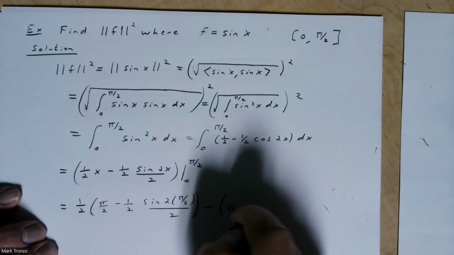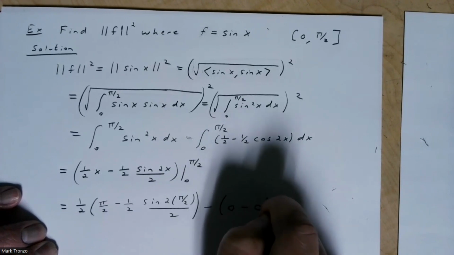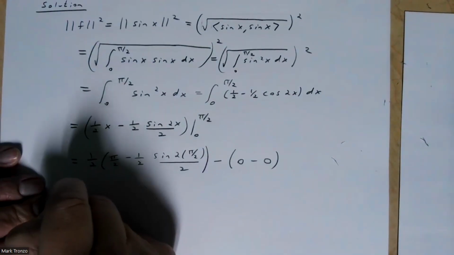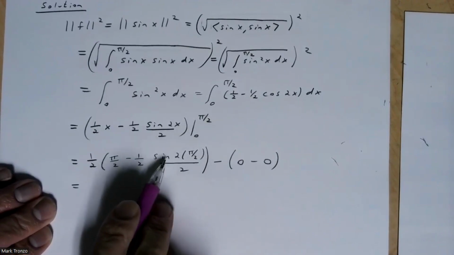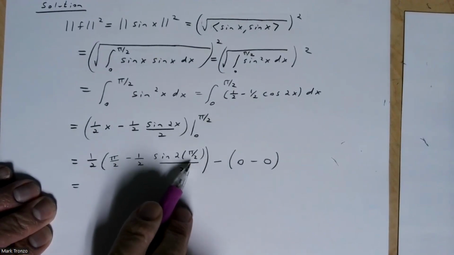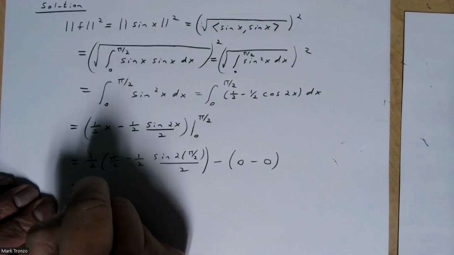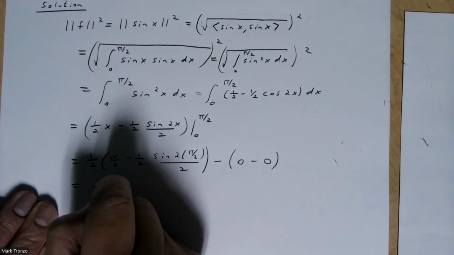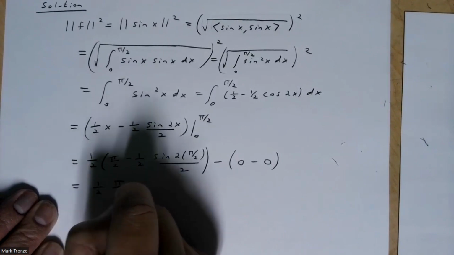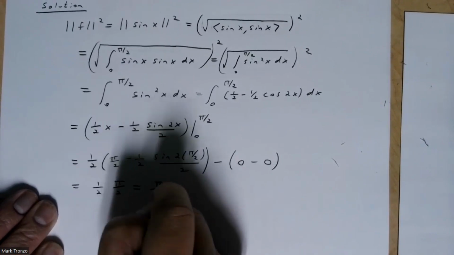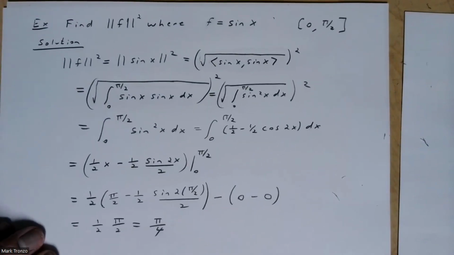minus the lower bound, which could be 0 minus 0. And this is actually going to be 0 here because that's going to end up being sine of pi. So we're going to have 1/2 pi over 2, which is pi over 4. So that's the norm of f squared.